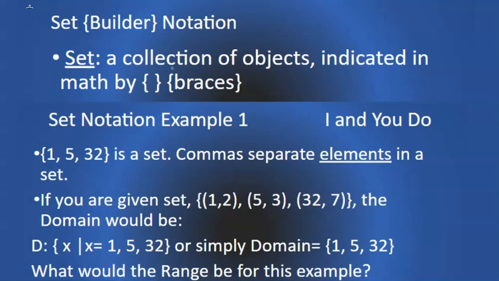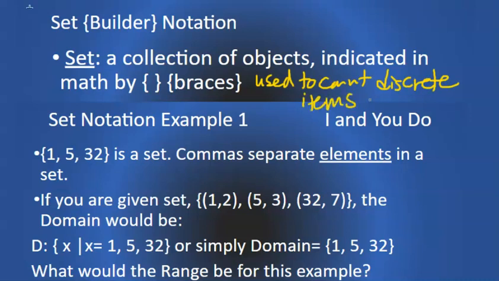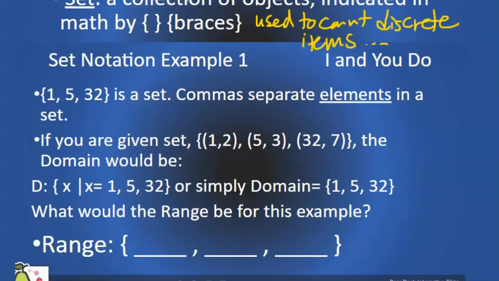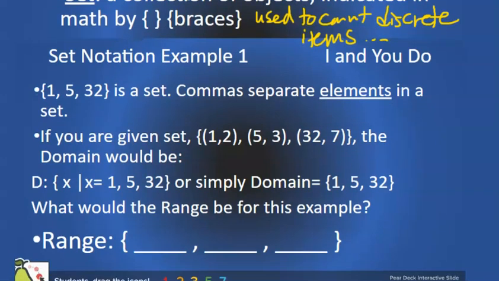Set builder notation. A set is a collection of objects indicated in math by braces. It's usually used to count discrete items. Set notation example 1: 1, 5, 32 is a set. Commas separate elements in a set.